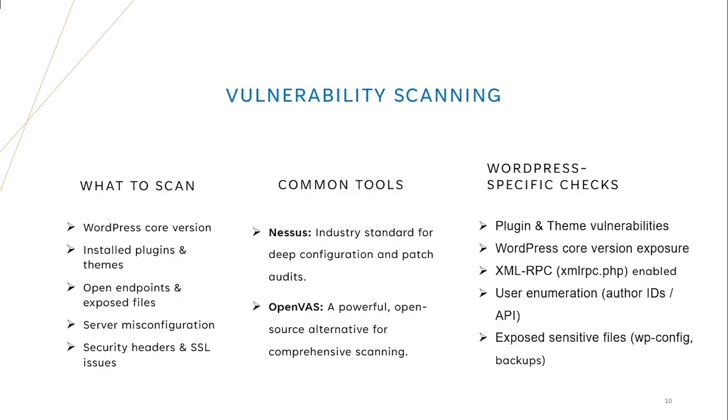And vulnerability scanning. In vulnerability scanning, we cover what to scan, the common tools used, and WordPress-specific checks. For WordPress, we have to detect the WordPress core version they are using, and whether it is currently updated to the latest version or is outdated. If they are using an outdated version, it may lead to CVEs, the common vulnerabilities exploited on that version, which are easy for attackers to exploit.